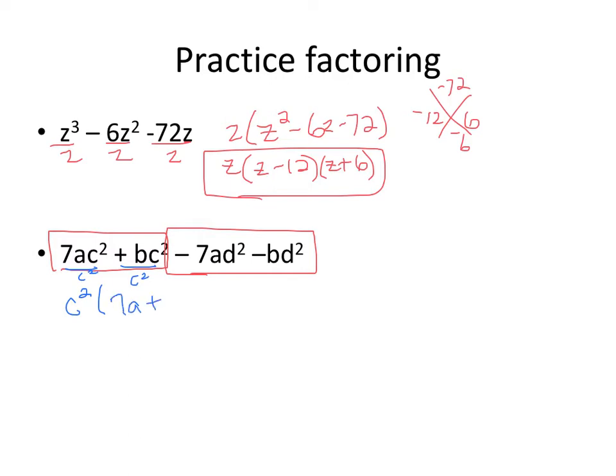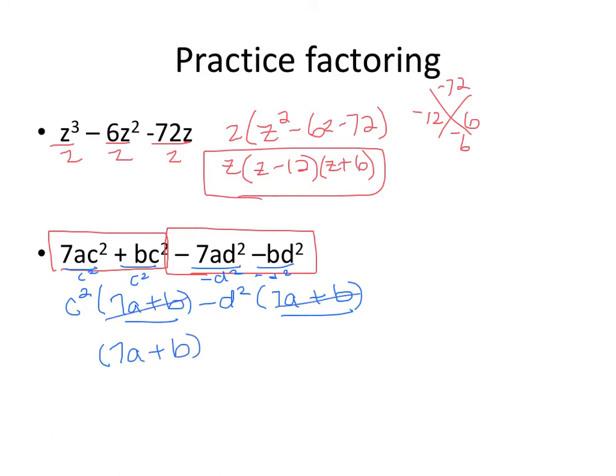7a plus b. Then minus, I always factor out the negative, and they both have a d squared. So divide by d squared, divide by d squared, and actually I'm dividing by a negative d squared. So this would be positive 7a, and this would be positive b. Make sure these match. That's what you write down first. And then write down what's outside the parentheses, c squared minus d squared.